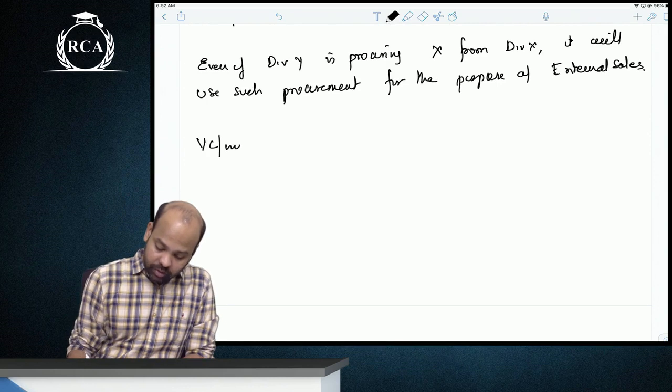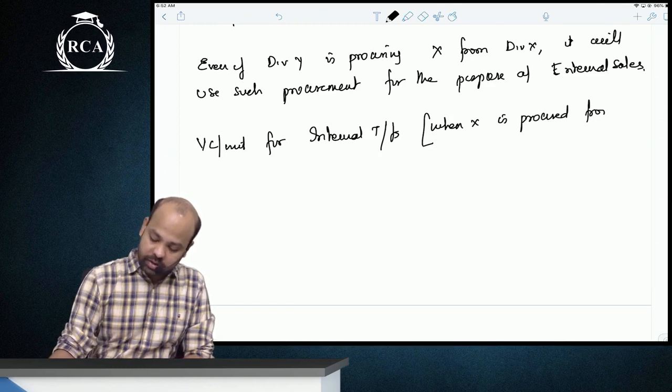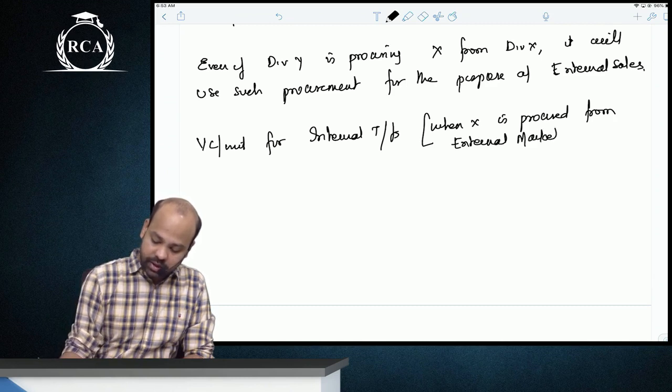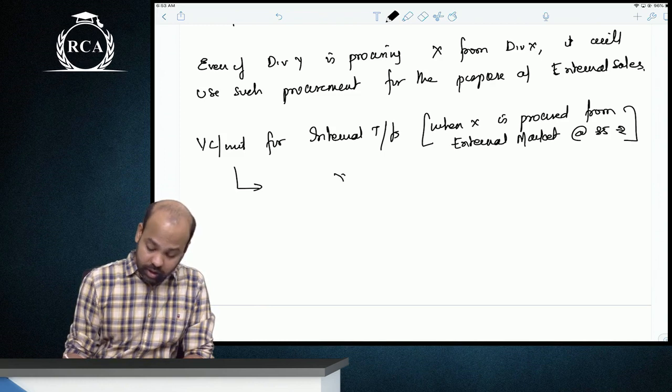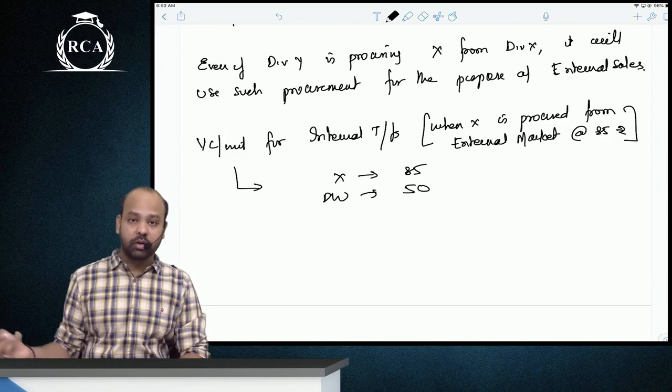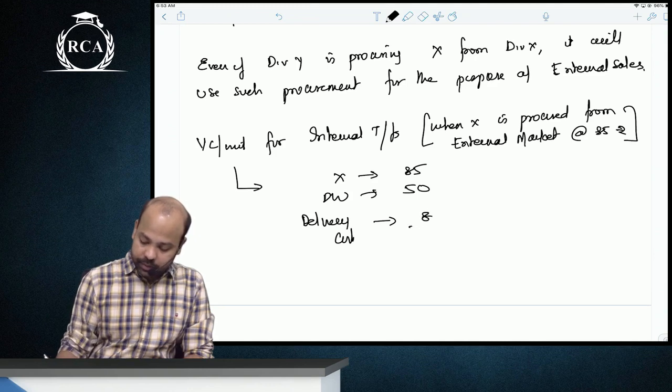Now the variable cost per unit for internal transfers, when X is procured from the external market at 85 rupees: they need X. So if X is procured from the external market at 85 rupees, the variable cost for internal transfers would be: product X is 85 rupees, direct wages are 50 rupees. There are no other variable costs on internal transfers, but there is an additional delivery cost that they have to incur, and that is 8 rupees, so 143.